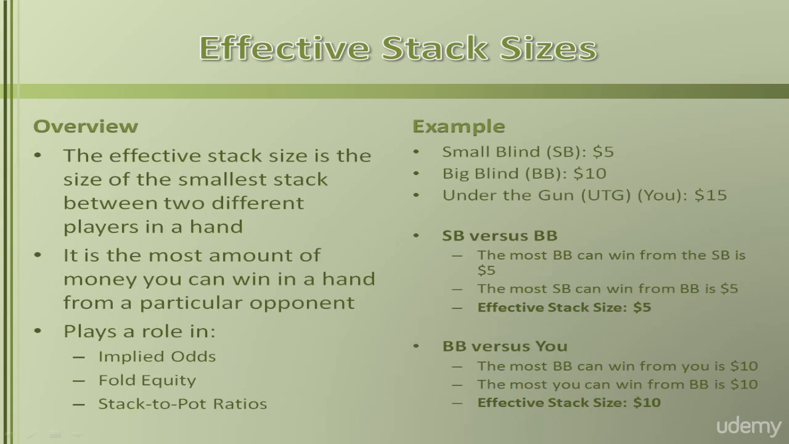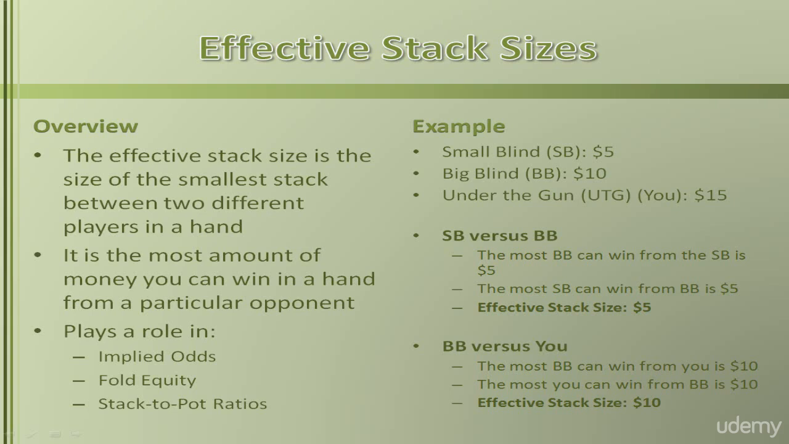So for example, assume that you're playing heads up, you have $5, your opponent has $2. The effective stack size is going to be $2 because that's the smallest amount of your two. You have 5, he has 2, and $2 is the most that you can win. So the most that he can win from you is $2, and the most that you can win from him is $2. And it's important because it plays a role in implied odds, fold equity, and SPRs.